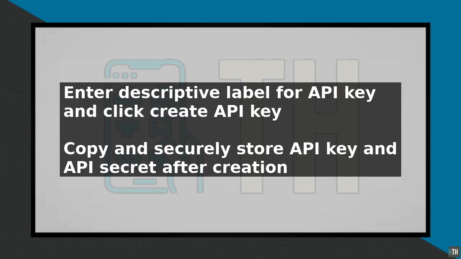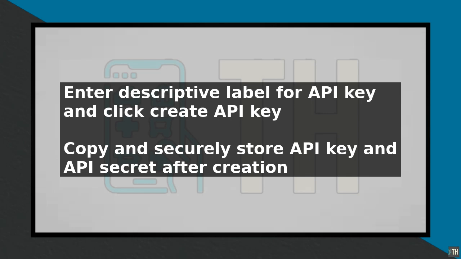After creating your API key, you will need to configure the permissions for the key. Crypto.com provides various permission options, including read-only and trade permissions. Select the permissions that align with your needs and click on Save.